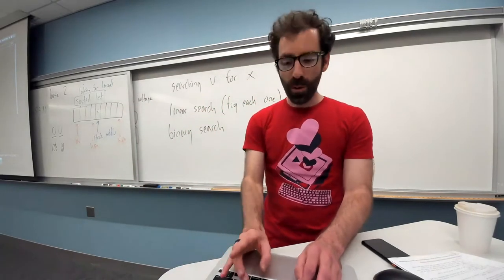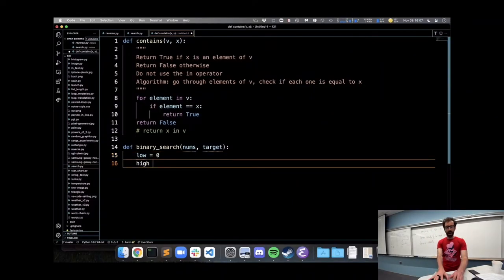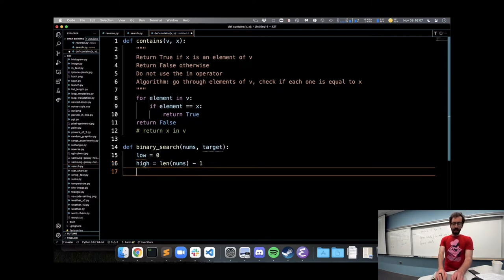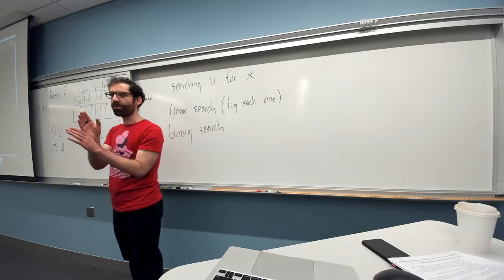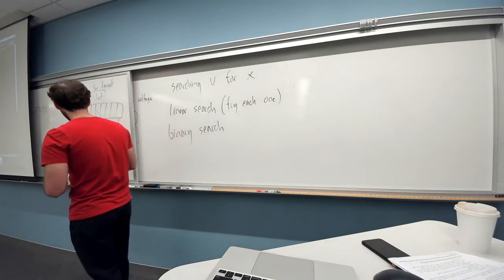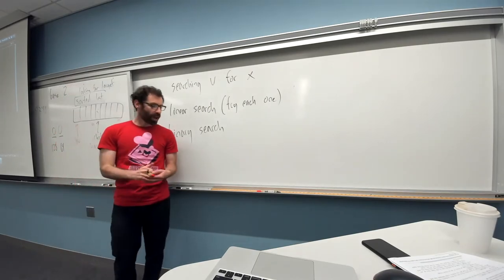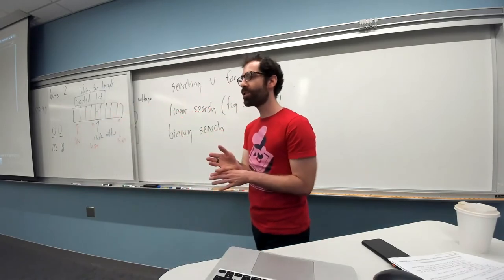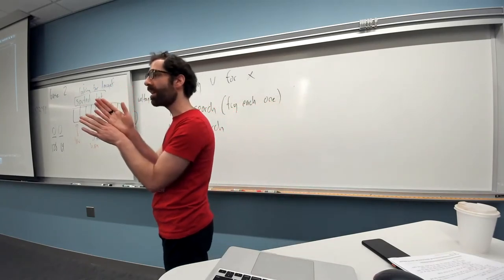So like I did on the board, I'll start my low index at 0, the first index, and my high index at the length of nums minus 1, at the index at the very end of the list. And then in a loop, I want to repeat my process of searching through this list while I haven't found what I'm looking for. One way I can tell when I'm done searching is if there are no more entries in my list between my low index and my high index.